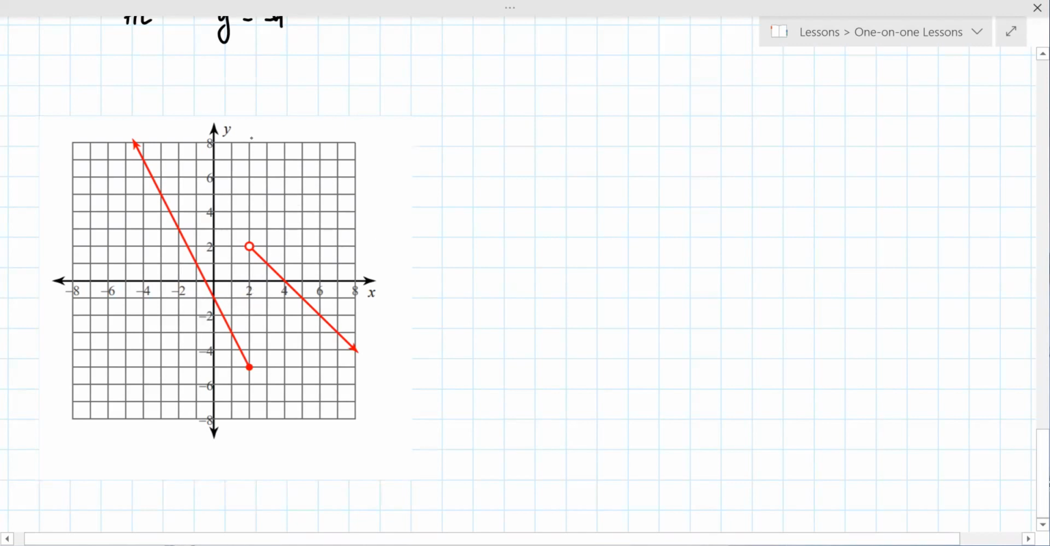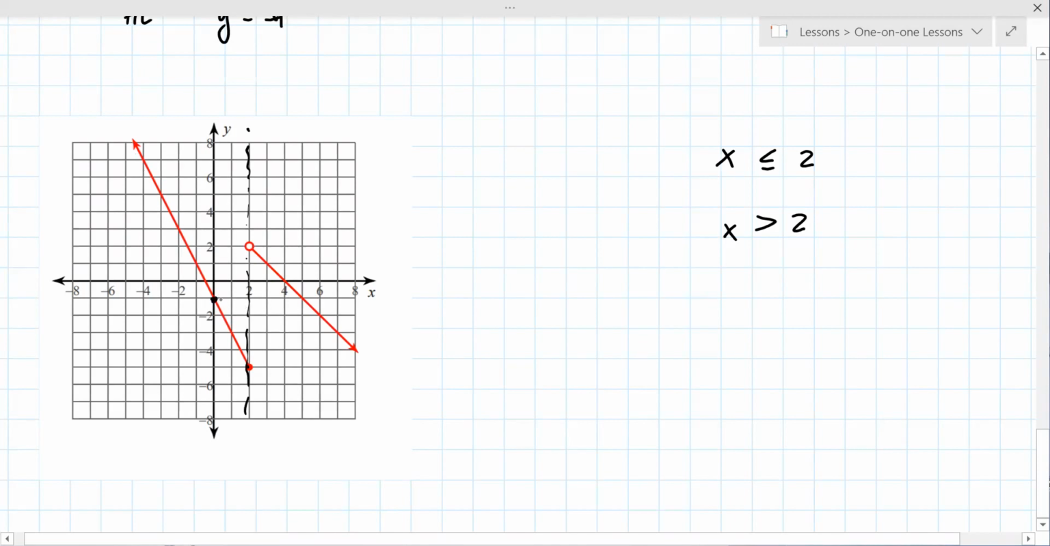So this one only has 2 regions, left and right. The first one is good when x is less than or equal to 2. Why did I put a less than or equal to 2? Closed circle there. And then the other one is good when x is greater than 2. Okay, so now again, you're just finding the equation of this line.